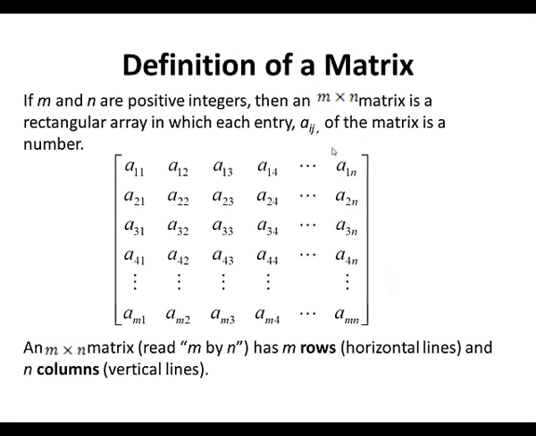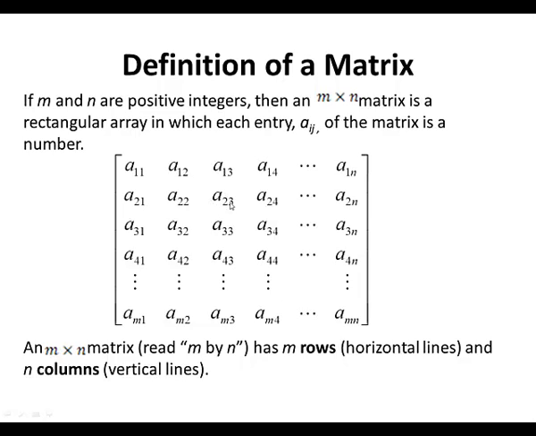Now let's start off by defining a matrix. A matrix is simply a rectangular array. The vertical lines are columns. The horizontal lines are rows. So we say an M by N matrix is a rectangular array that has M rows and N columns. Each entry Aij is a real number.